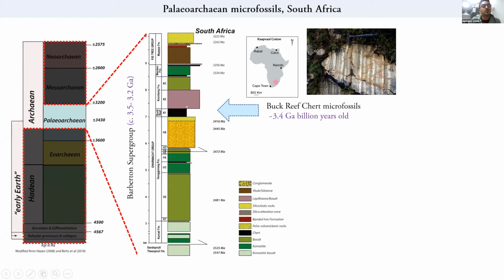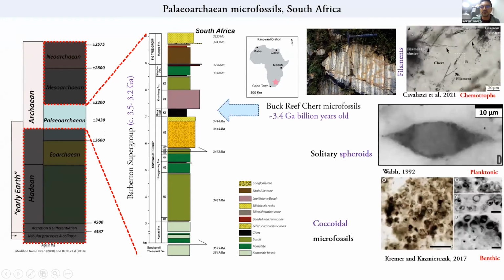But here we would be emphasizing on the Buck Reef and the Kromberg formation overall to look for any microscopic evidence of life. Now, where and how to find this evidence of life? You would have to investigate the chert horizons, as I've mentioned, that they are very important in that aspect because they are comprising mostly of silica and carbonaceous matter. And if you are very fortunate, you will come across structures which are all microfossils.